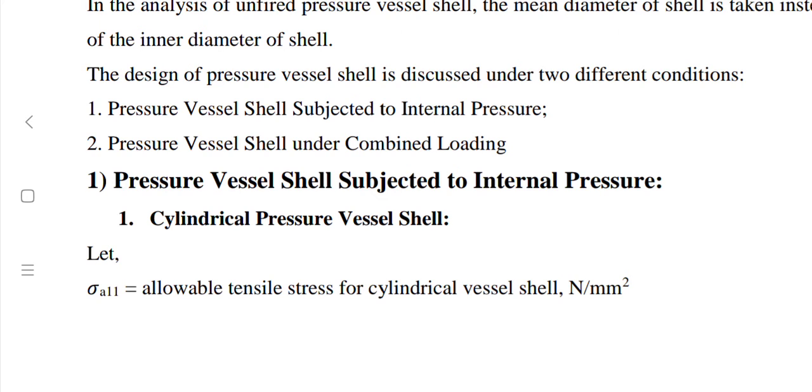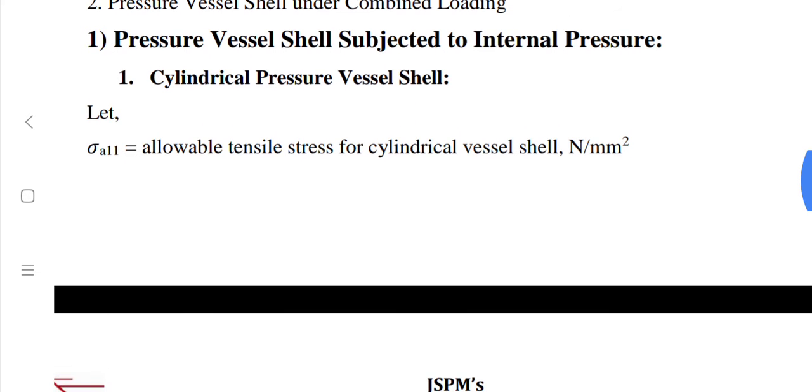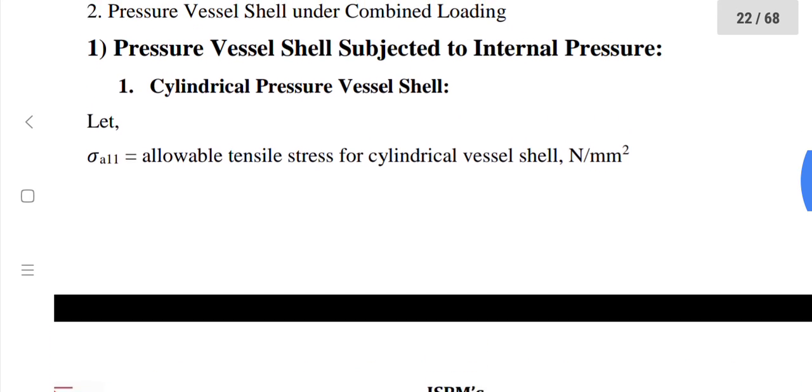Again, in this there are two orientations of pressure vessel shell. First one is cylindrical pressure vessel shell and second one is spherical pressure vessel shell. Let us discuss cylindrical pressure vessel shell. Following are the parameters. First one is sigma allowable, that is allowable tensile stress for cylindrical vessel shell. It is in Newton per mm square. It is based on the type of material.